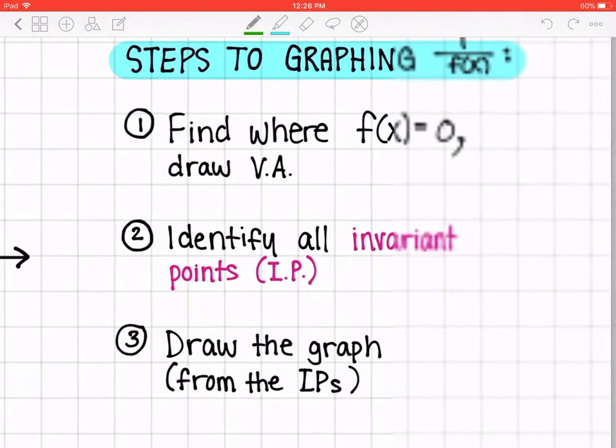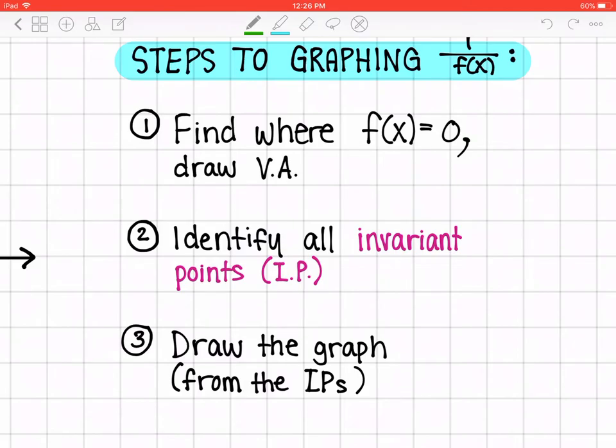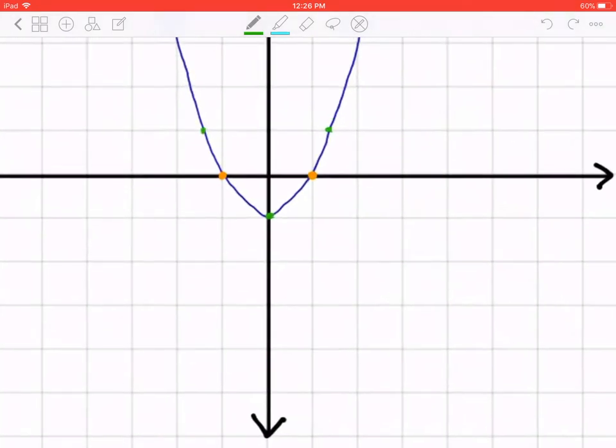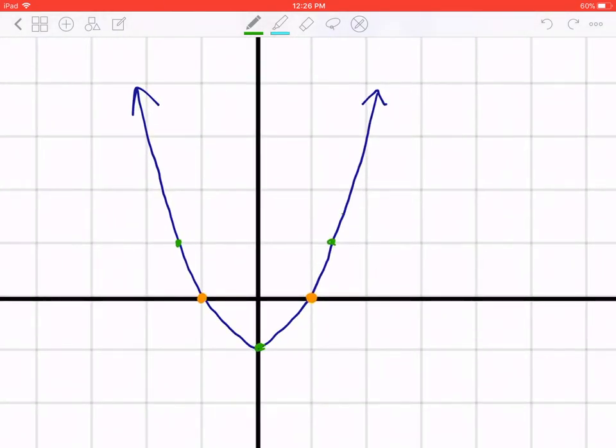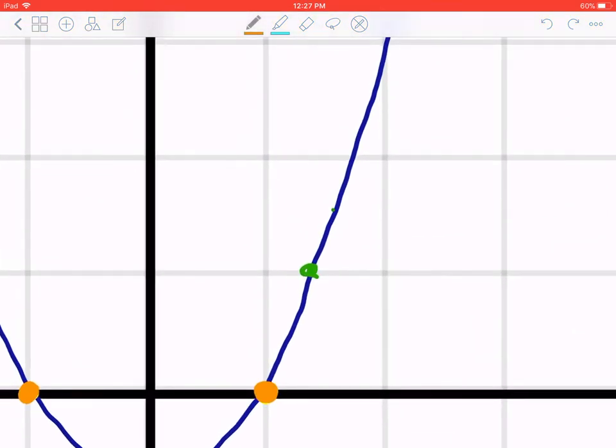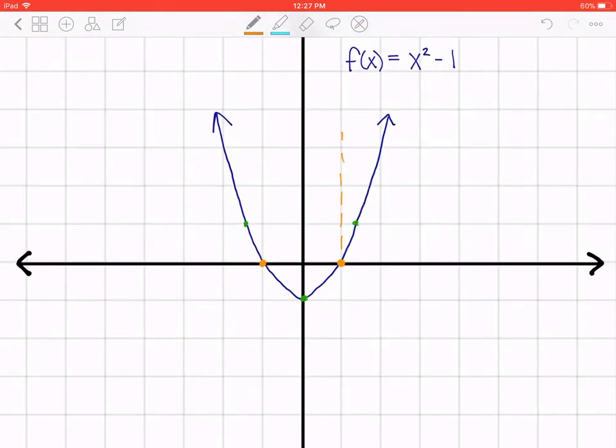The 3 steps that I like to use whenever I'm graphing a reciprocal function are: 1, find out where f(x) is equal to 0, and draw a vertical asymptote. What I mean is, in your original function, the points where it intercepts the x-axis, which I put in orange over here, are the places where there's a vertical asymptote in your reciprocal function. So I'm just going to quickly draw these lines, showing there's a vertical asymptote right over here.